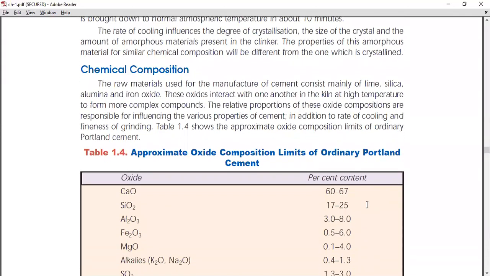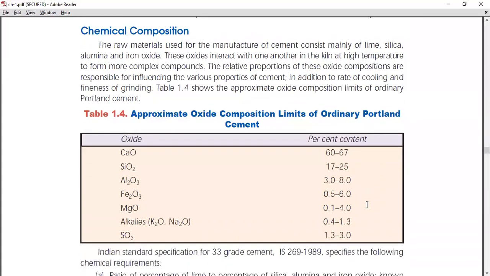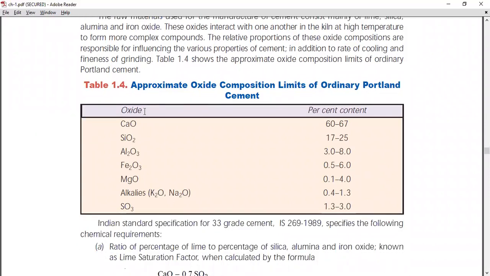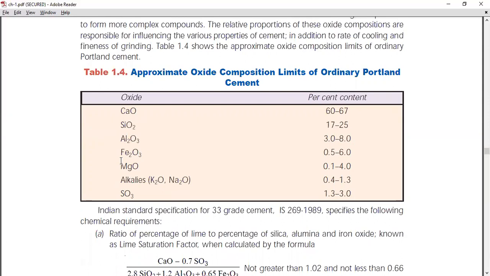Chemical composition. The chemical composition of cement is an approximate oxide composition. The limits of ordinary Portland cement in oxides are: CaO 60 to 67%, SiO2 17 to 25%, Al2O3 3 to 8%, Fe2O3 0.5 to 6%, MgO 0.1 to 4%, alkalis 0.5 to 1.3%, and SO3. The content must be between the two values given in percentage.